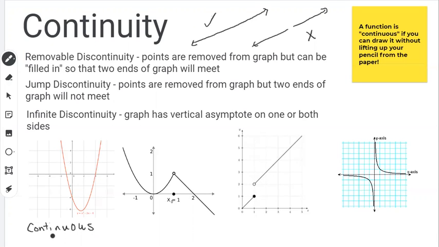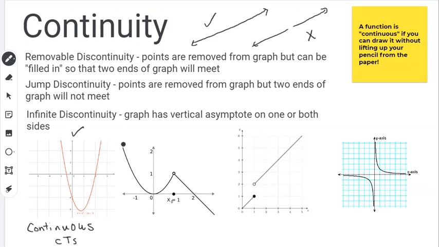And sometimes what I'll do is I will abbreviate the word continuous by writing CTS with a capital T. And that just stands for continuous. So we know that the first one is continuous. What about the second one?